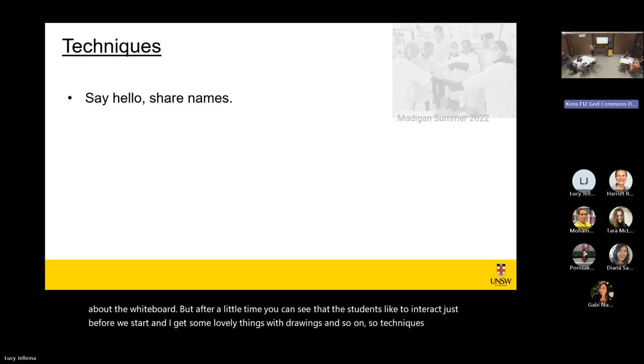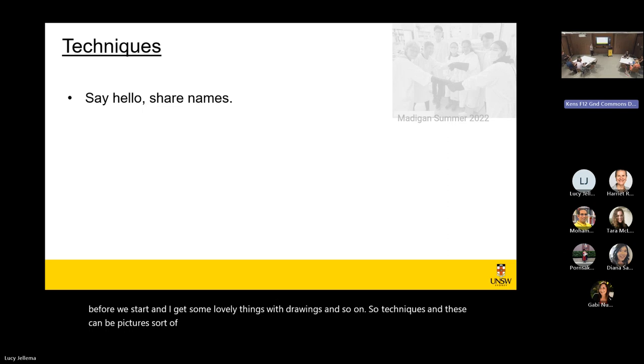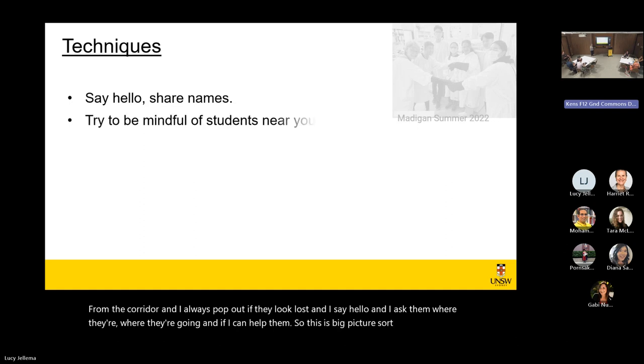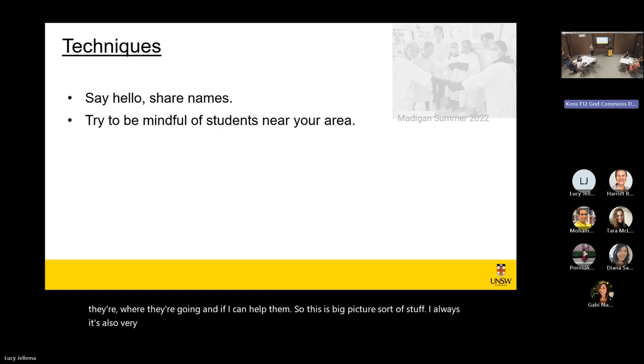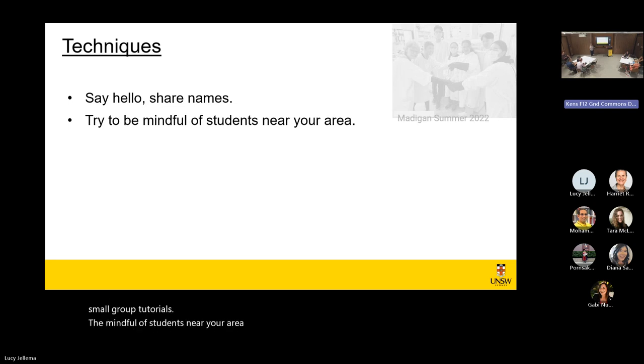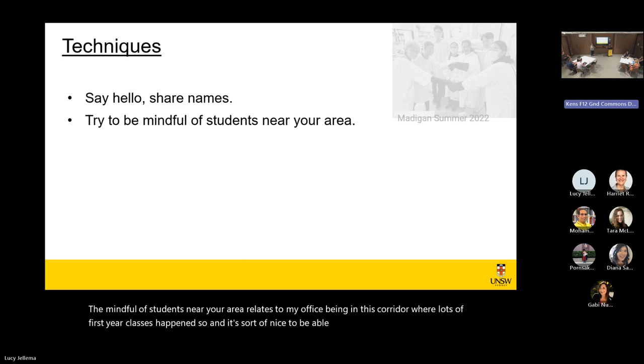Techniques, and these can be big picture sort of techniques. These apply to me in my office, finding first year students out in the corridor. I always pop out if they look lost and I say hello and I ask them where they're going and if I can help them. So this is big picture sort of stuff. It's also very good to try and make sure people know each other's names if possible, especially in small group tutorials. And being mindful of students near your area relates to my office being in this corridor where lots of first year classes happen. So it's nice to be able to help them if they're wandering past.